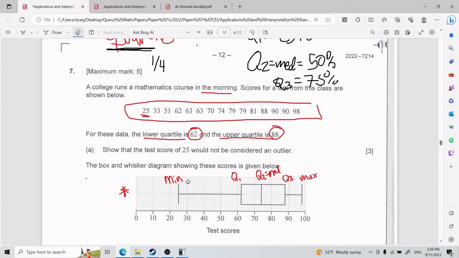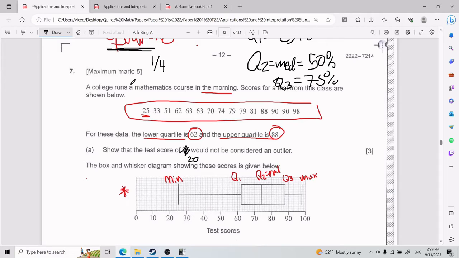And for part A, they ask us, show that the test score of 25 would not be considered an outlier, see? Now there's a couple of ways to show this. And a lot of people would actually fall into the mistake of saying, well, it's my minimum, so it's fine. Because in some of these other exercises, instead of a test score of 25, they would say 20, and they would ask, is this an outlier? And a lot of people would say, yes, it's an outlier because it's out of my data. But that's not really enough. Your minimum data point could be an outlier, okay? And that is where you have to really dig in and do a mathematical explanation for it, see?